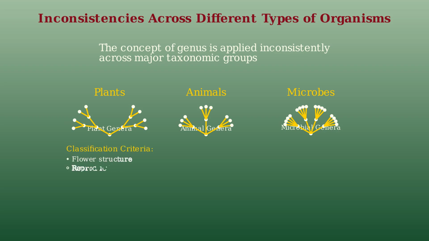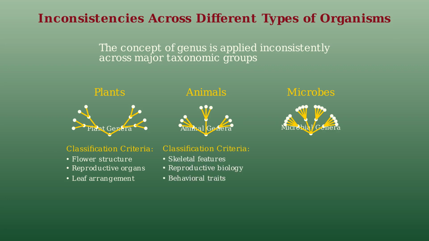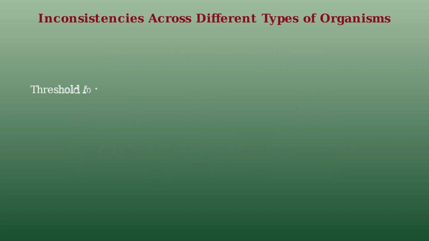For plants, classification often relies heavily on flower structure, reproductive organs, and vegetative characteristics. Animal taxonomists typically focus on skeletal features, reproductive biology, and sometimes behavioral traits when defining genera. In microbiology, genetic similarity, metabolic pathways, and cell structure are the primary criteria, with much greater emphasis on molecular data. These different approaches create significant inconsistencies in how the genus concept is applied.